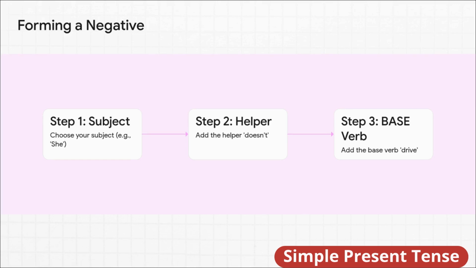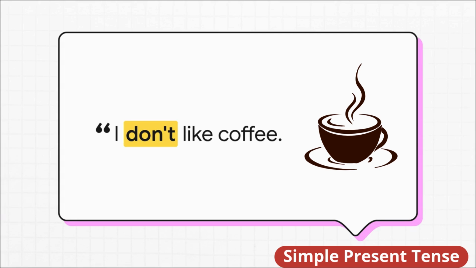First, pick your subject. Let's go with she. Second, since it's she, we use the helper that ends in S, doesn't. And third, and this is super important, we add the base form of the verb. She doesn't drive. Not drives. Why? Because the helper does already took care of that S for us. And this example right here, it sums it all up. I gets the simple helper, don't.